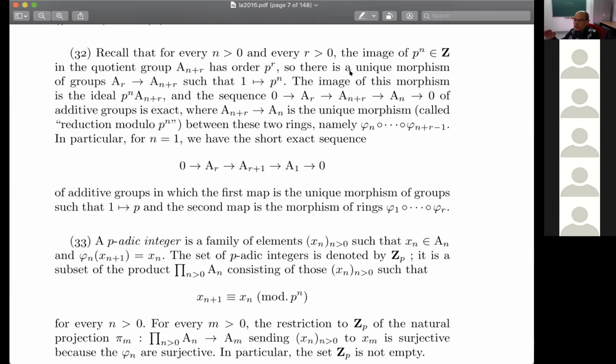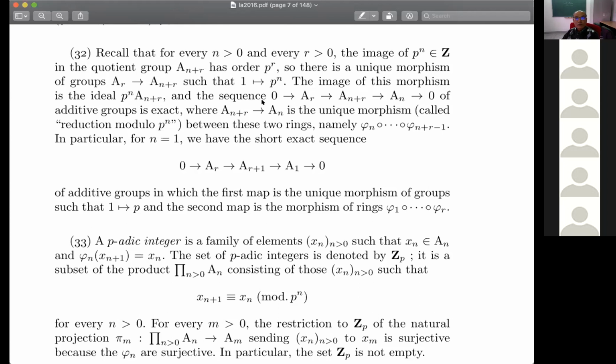Now, whenever I have a group with an element of order p^r, there's a unique morphism from Z mod p^r Z to that group, taking 1 to that element, of course, right? So that's what I've written here. There's a unique morphism of groups from A_r to A_{n+r}, taking 1 to p^n, because this p^n has order p^r. And what is the image of this morphism? It's, of course, the ideal generated by p^n. Normally, it would be the subgroup generated by p^n, but in these rings, the subgroup generated by an element is also an ideal.